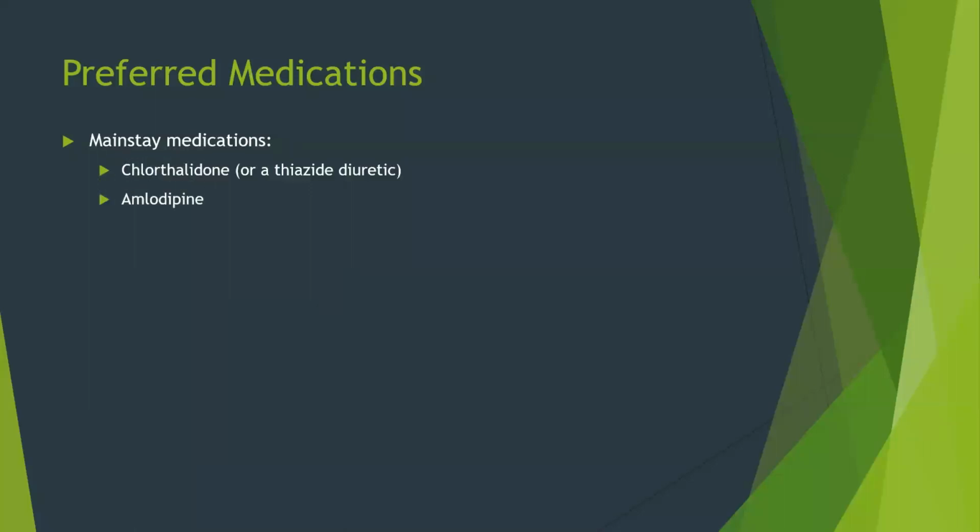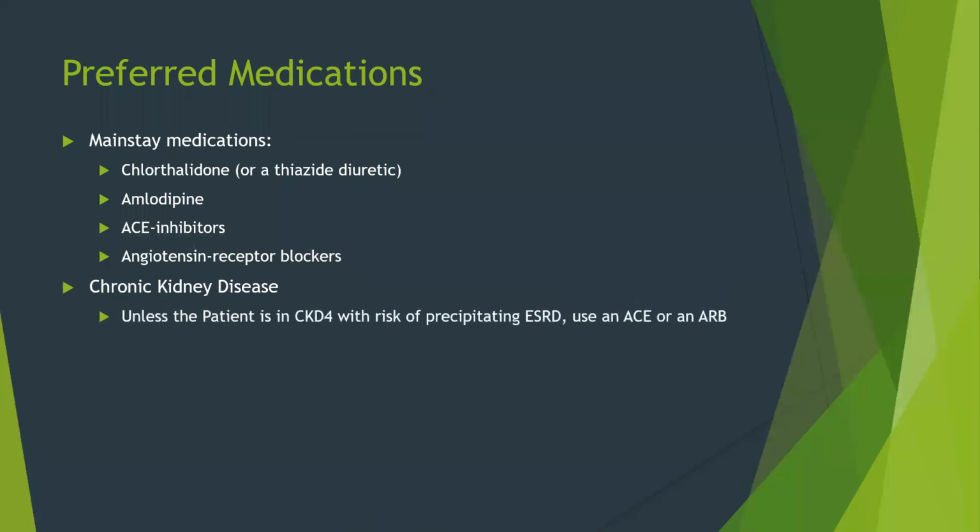And amlodipine, also studied with cardiovascular benefit in hypertension. So we use both of these medications as our initial medications when we're just starting somebody. ACE inhibitors, I've mentioned, and angiotensin receptor blockers, I've mentioned as well. The ACE inhibitors and angiotensin receptor blockers are great when somebody has kidney disease. So that's in somebody with chronic kidney disease.